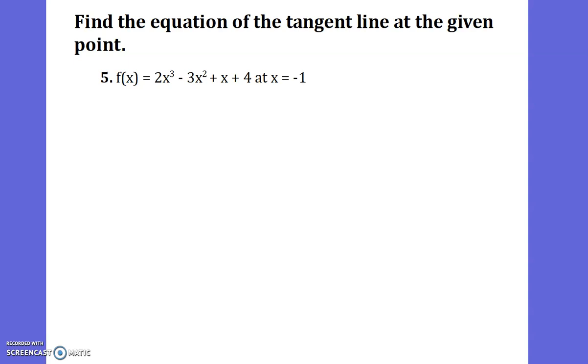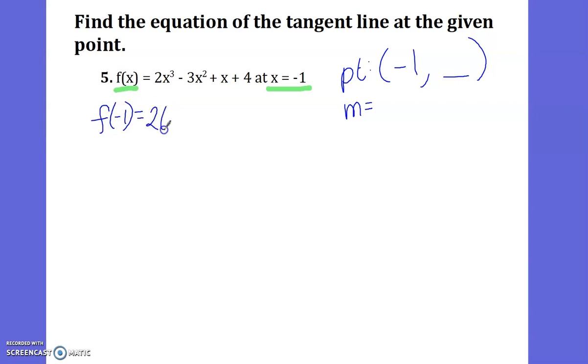Okay, so to write the equation for a tangent line, we need a point on the line and we need the slope. So let's first find a point. We need our point and we need our slope. With the point, I know my x value is -1. I need to find my y value. That is a point on the original function. So we have to use f of x. So I am plugging in -1 into f of x.